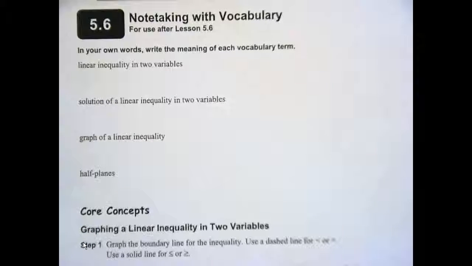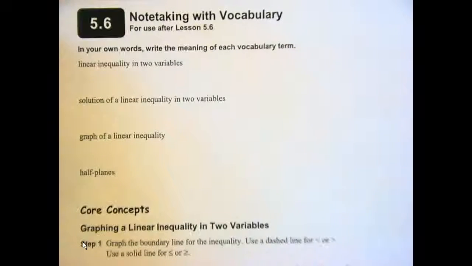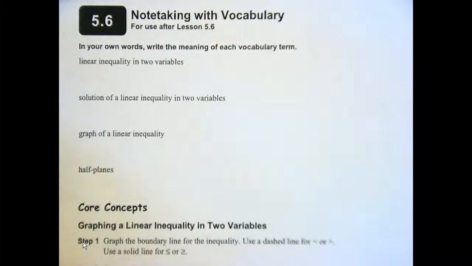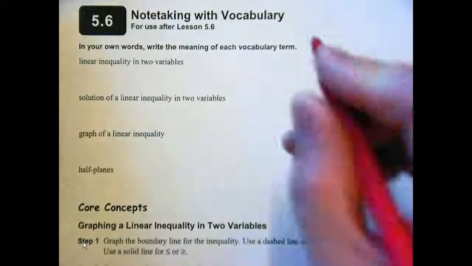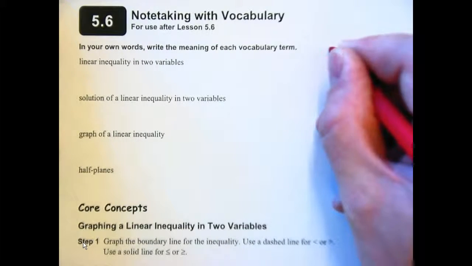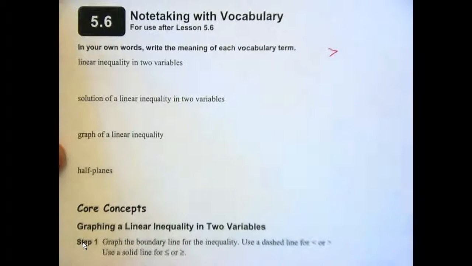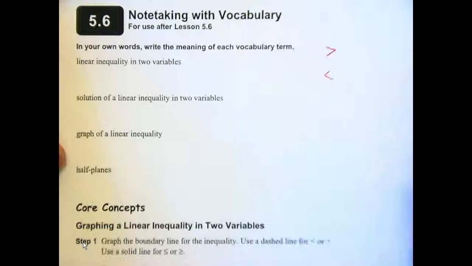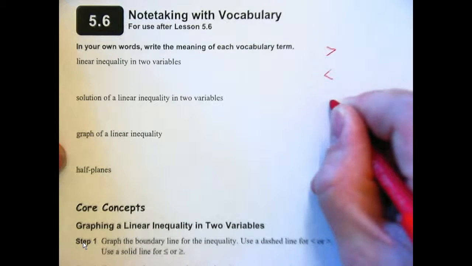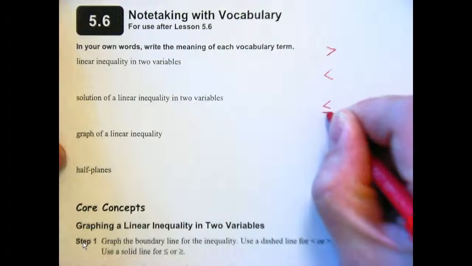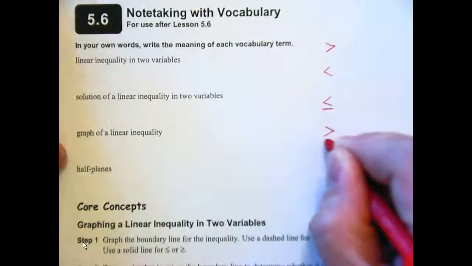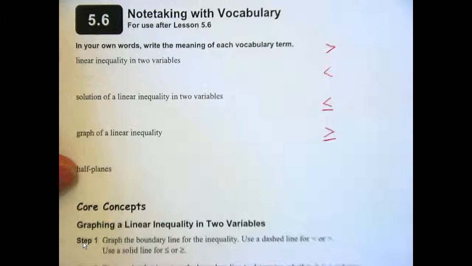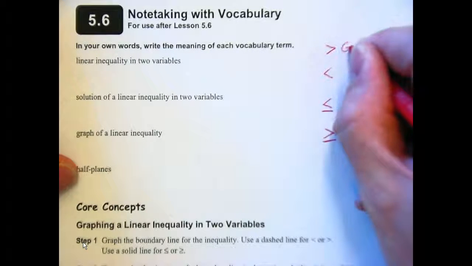Today we're going to be dealing with linear inequalities in two variables, and this is page 159 of your student journal. If you think back to dealing with inequalities before, we had some different signs. We had that sign. What's that one called? Greater than. We had this one called less than, and then we had less than or equal to, and greater than or equal to. So just remember what these signs are called.